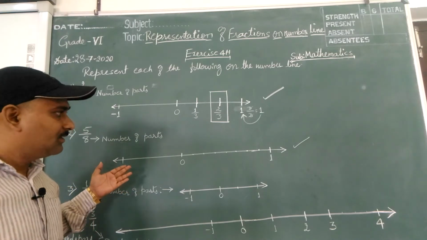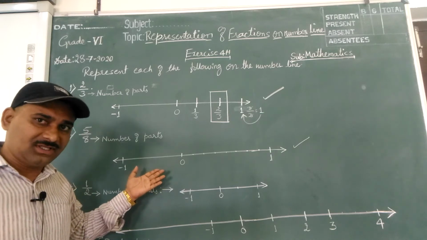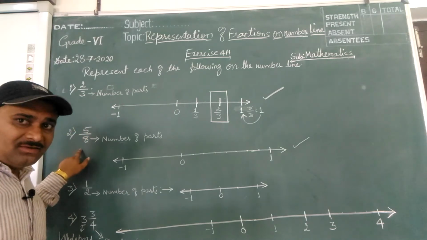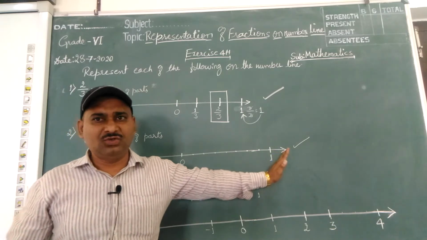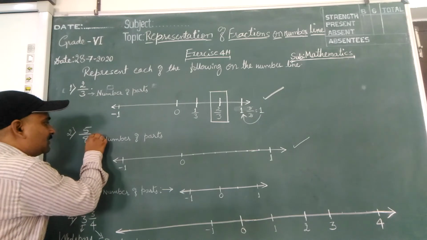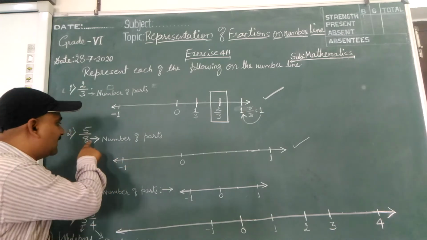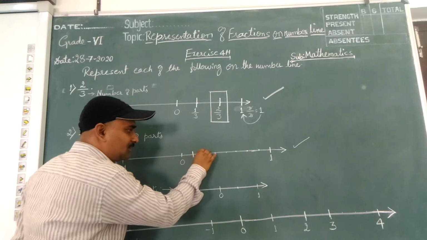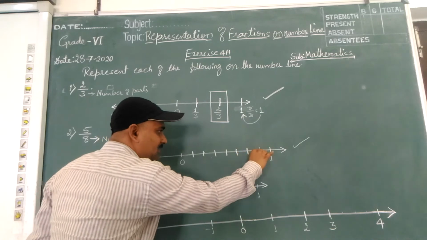If it is not cleared here, in this example your doubts will be cleared. They asked us to draw a number line and represent fractions on it. So draw the number line. How many numbers should I write? 5 by 8 is less than 1. So I should write only 0 and 1. 2, 3, 4 are not required. Denominator shows how many parts I should prepare. I should make how many parts? 8 parts. Make 8 parts: 1, 2, 3, 4, 5, 6, 7 and 8.